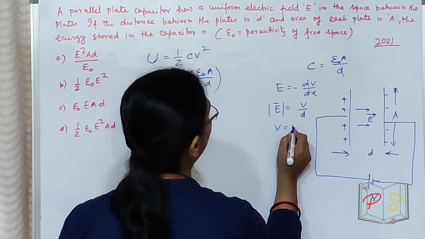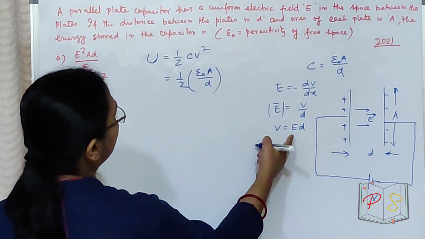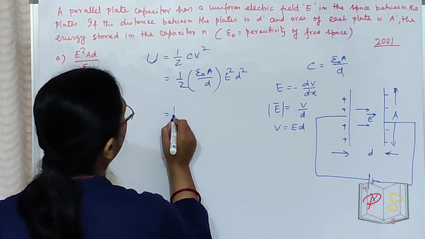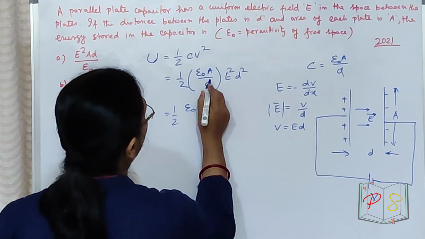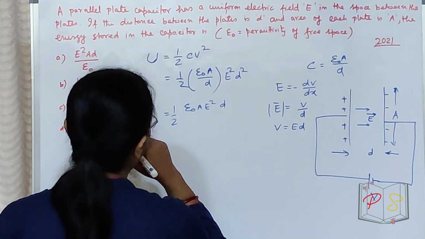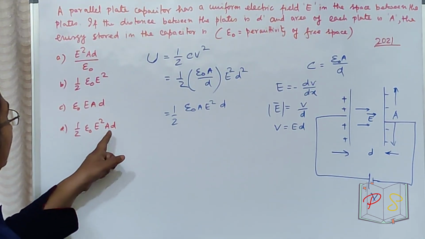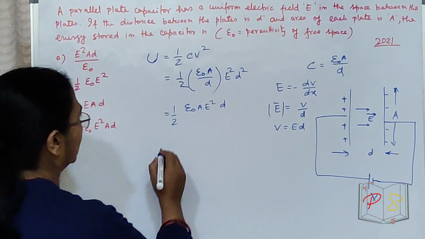Or I can write V equal to E into d. For V, I will put this. So, E square D square. So, I am having half of epsilon naught A E square D. Yes. Half of epsilon naught A D E square. This is your correct option. Option D is your correct option.